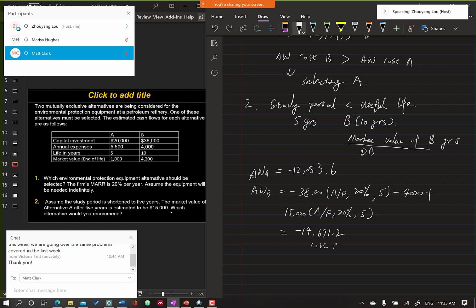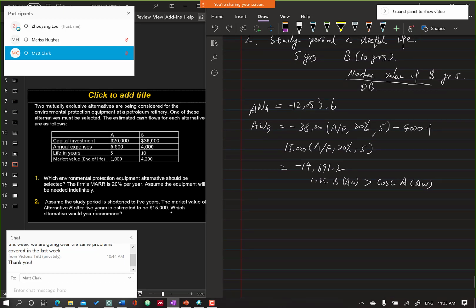It's already larger in terms of the cost. The cost of B now is larger than the cost of A, and we still conclude to select project A. Then we are done here.